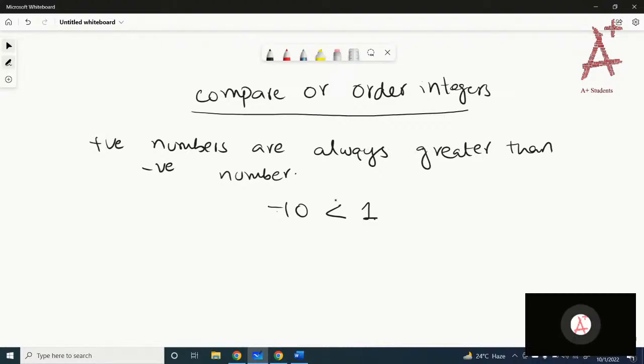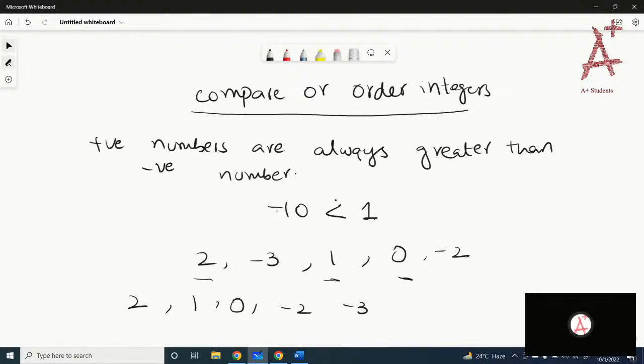Okay, and the other point is when ordering integers, you always write the positive numbers first. For example, you have to order these numbers: 2, negative 3, 1, 0, negative 2. Just look at the positive numbers, arrange them first. 2 is the greatest, then 1, then you have a 0, and then arrange the negative numbers. So then you have negative 2 and negative 3. Got it? This way you have to order the integers.